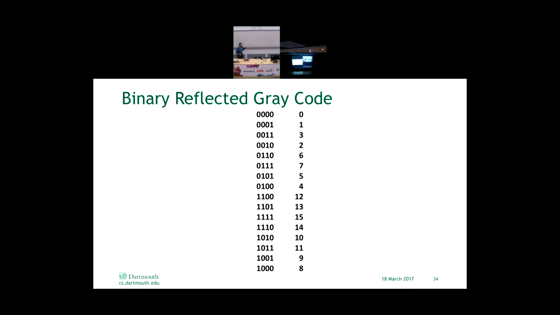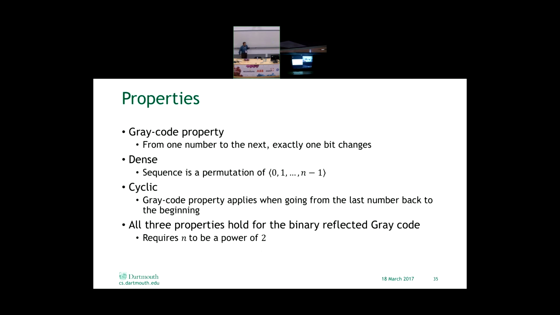So let's talk about some of the gray code properties of interest. We talk about the gray code property where as you go from one number to the next, exactly one bit changes. There's a property that Jessica and I called the density property, where what you have is a sequence that is the numbers 0 to n minus 1, but permuted in some way. That's what you've already seen. For example, the previous gray code I showed you was 0 to 16 minus 1. And the cyclic property, that's when you go to the last number, go back to the first, and still only one bit changes. All of these properties hold for the binary reflected gray code, but the binary reflected gray code requires this n to be a power of 2.